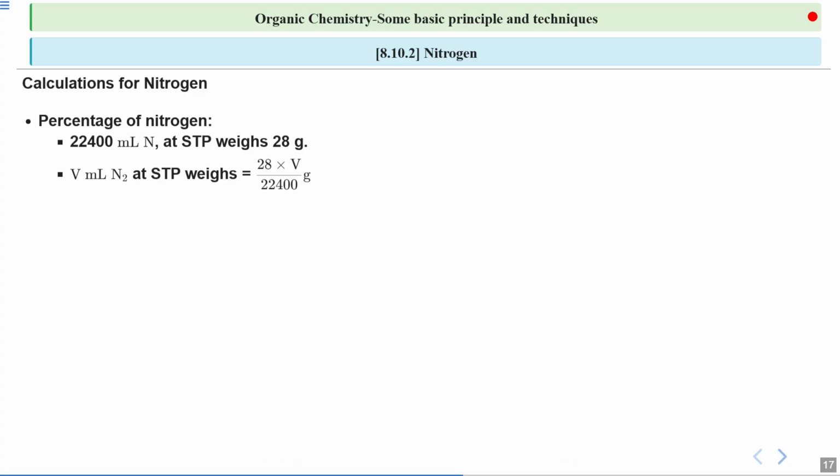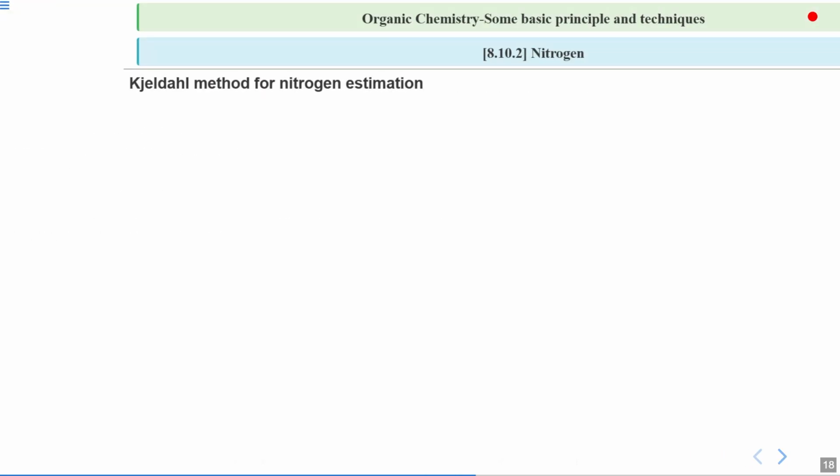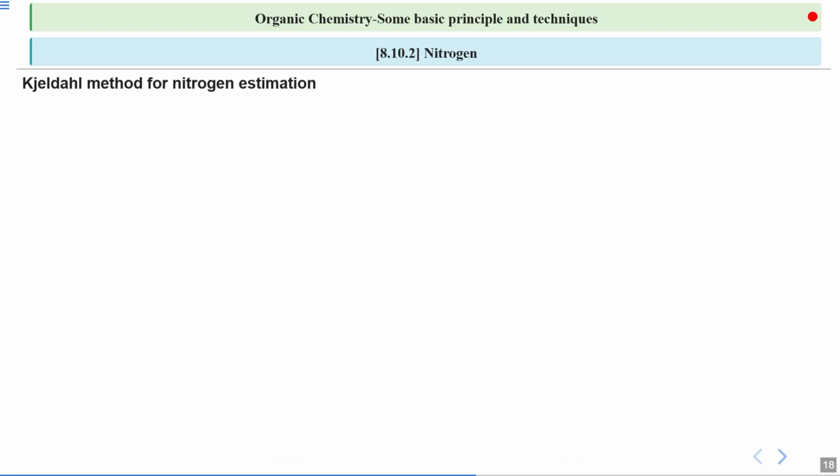Notice we have a different volume, say V milliliters of nitrogen gas at STP. We can calculate its mass using a simple proportion. So mass equals 28 times V divided by 22,400. The formula lets us find how much nitrogen is present in any given volume of nitrogen gas collected during an experiment. So finally, the percentage of nitrogen equals 28 into V into 100 upon 22,400 into M. Then we have talked about this Dumas method.